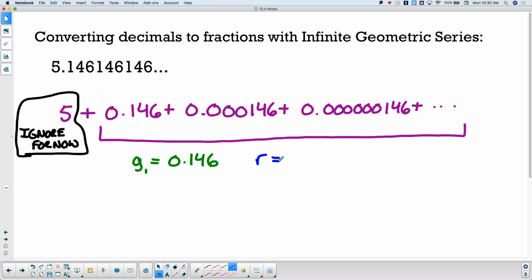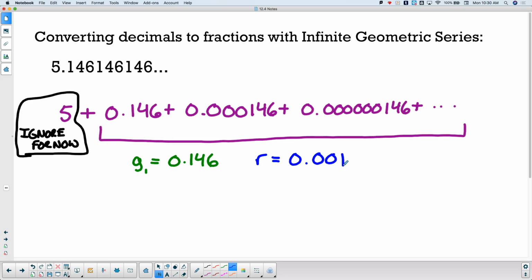Shouldn't need a calculator for it. But then don't you have to do something with that 5? But let's wait a minute. Let's talk about R first. How do I know, without going to a calculator, that my R value here is 0.001? Because how many decimal places is it moving over?